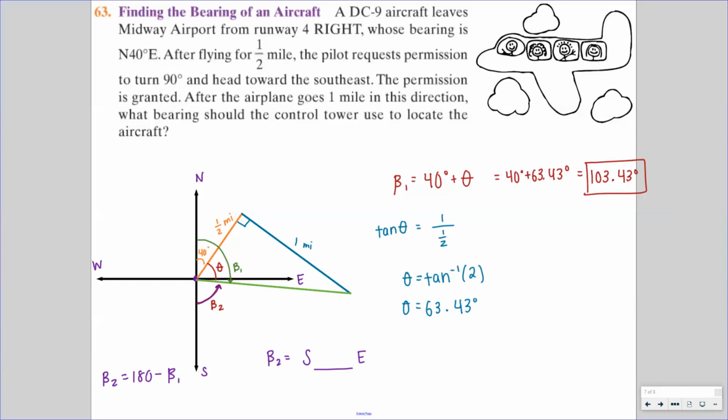Right, use what we know from geometry about straight lines and things like that. So if I take 180, I subtract that 103.43. We start on the South Pole, and we're going to move 76.57 degrees towards the east. Either one of those two answers is good for me, right? The problem doesn't state which method to use. Pick the one you're most comfortable with.